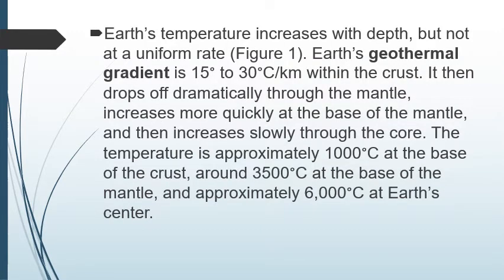Earth's temperature increases with depth, but not at a uniform rate. Earth's geothermal gradient is 15 degrees to 30 degrees Celsius per kilometer within the crust. It then drops off dramatically through the mantle, increases more quickly at the base of the mantle, and then increases slowly through the core. The temperature is approximately 1000 degrees Celsius at the base of the crust, around 3500 degrees Celsius at the base of the mantle, and approximately 6000 degrees Celsius at Earth's center.